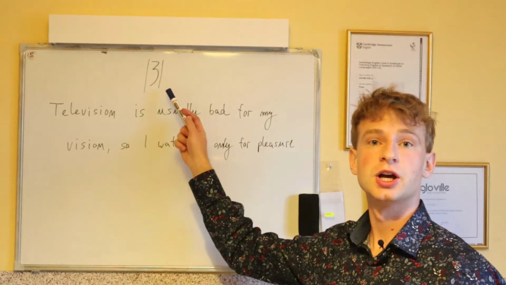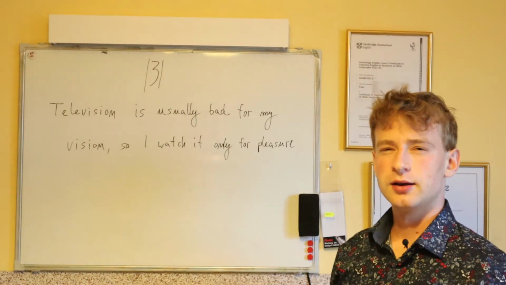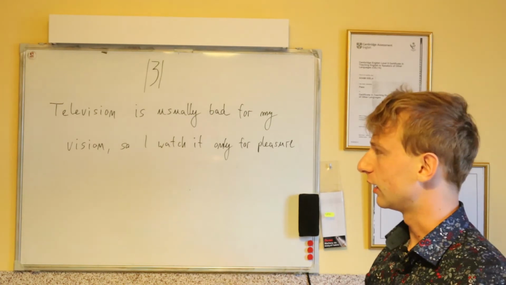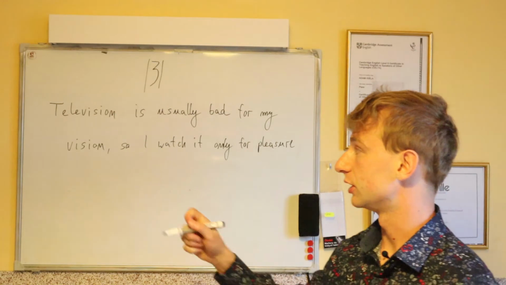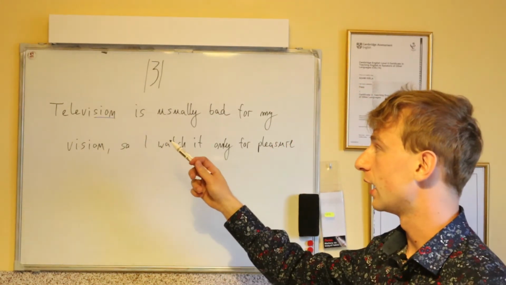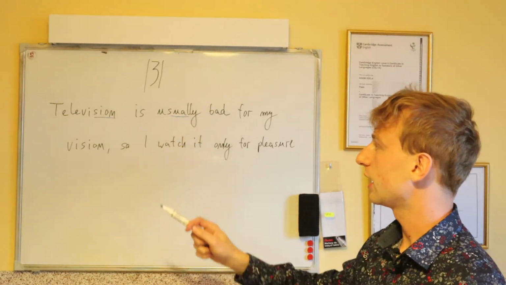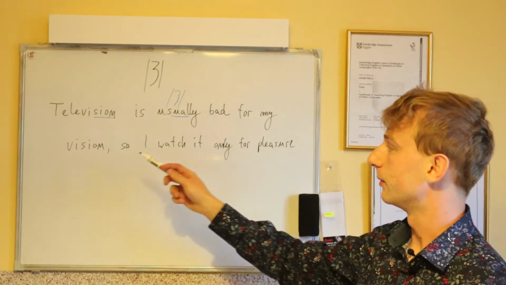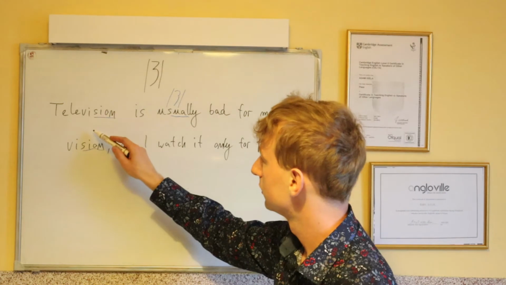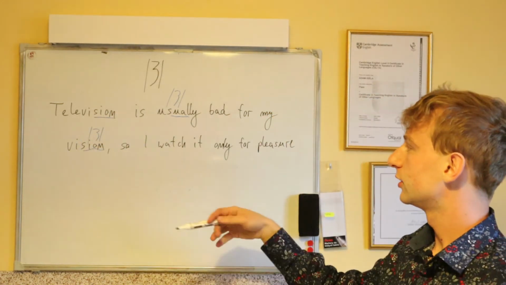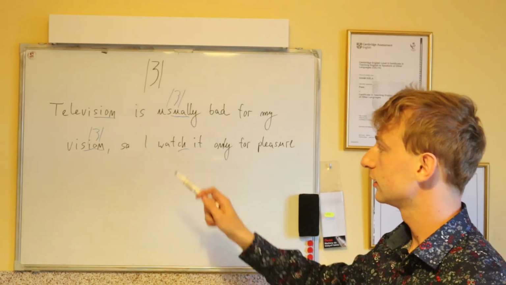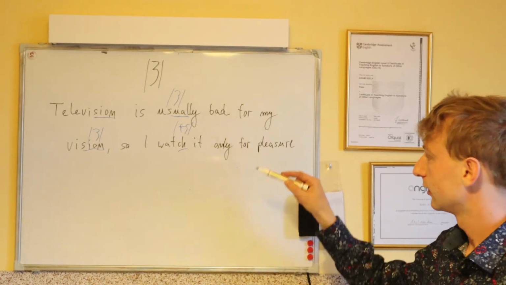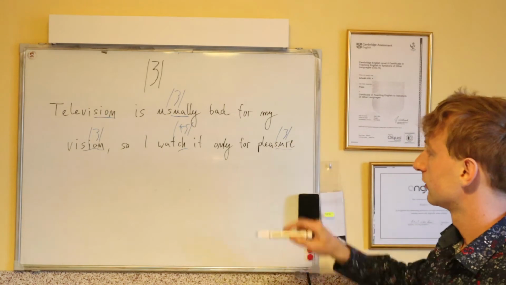Now listen for the zh sound. Television is usually bad for my vision. I watch it only for pleasure. Television. Here we have the sound sh. Usually. Bad for my vision. Vision. So I watch. It's a different sound, yes? Ch. Watch it only for pleasure. Zh. Here is the sound. Pleasure. Zh. Pleasure.